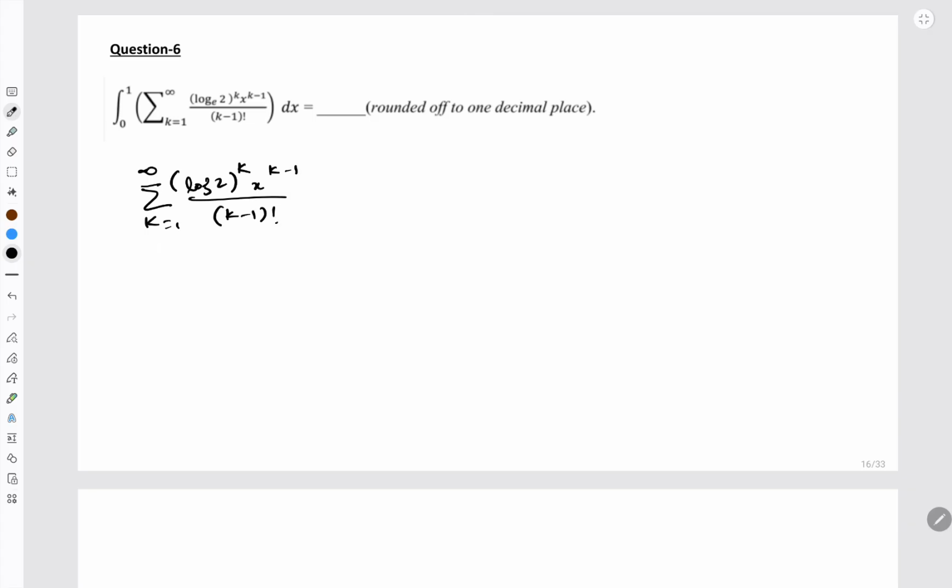So this seems a little bit familiar, right? Summation of x power something and then that factorial. What is this? We know the expansion of e power x, right? Taylor series expansion. It is 1 plus x plus x square by 2 factorial plus x cube by 3 factorial. So it is like summation of k equals 0 to infinity x power k by k factorial, right? So it is similar to that, but there is some twist.